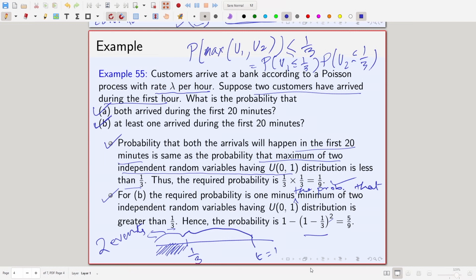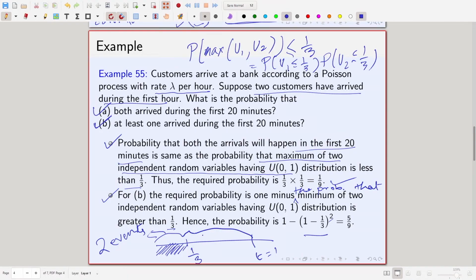So the probability that a random variable having uniform 0 1 distribution takes a value greater than 1 by 3 is 1 minus 1 by 3. Now this has to be true for both the uniform random variables, so you get 1 minus 1 by 3 the whole square. And now you have to do 1 minus, because you are actually asked about at least one arriving during the first 20 minutes, but what you calculate by 1 minus 1 by 3 whole square is that none of them arrives within the first 20 minutes. So if you do 1 minus that, you get the required probability.